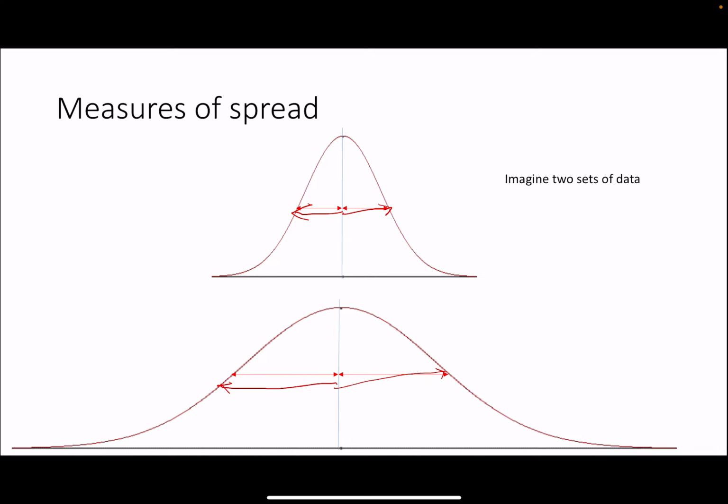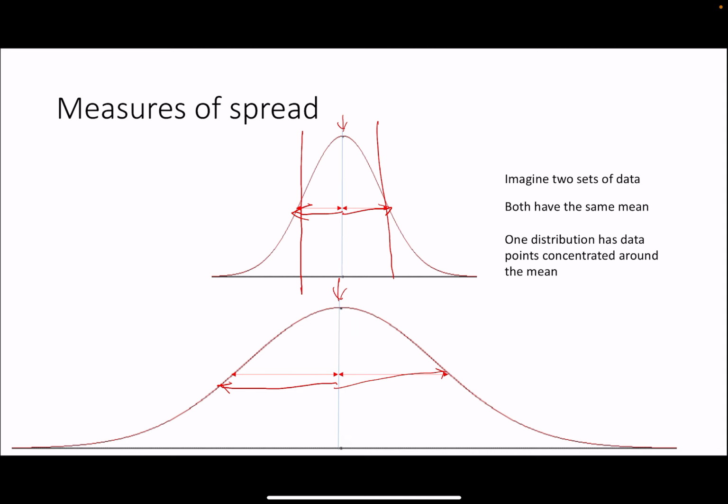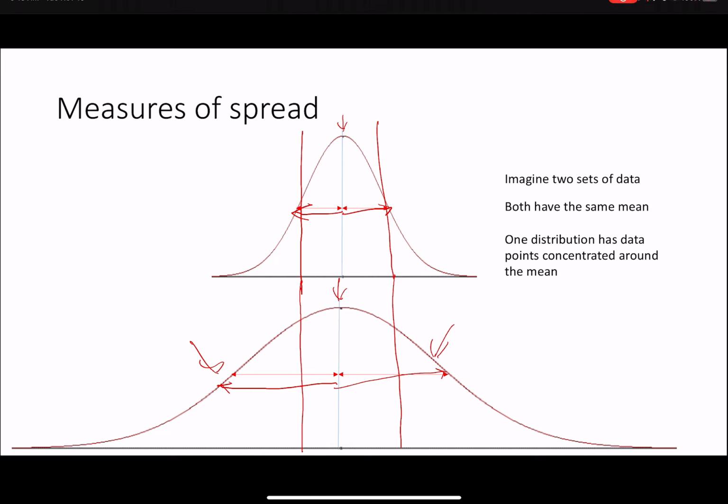So we don't have to imagine two data sets because I drew a distribution of two data sets. Both of them have the same mean. You can see that the mean right here is the same. So the average value of all numbers is the same for both of them. But one distribution has data points concentrated around the center, which is here. Most of the data is located close to the center. And as we can see, if we see the same range, we don't have the same amount of data. A lot more data is on the outside.